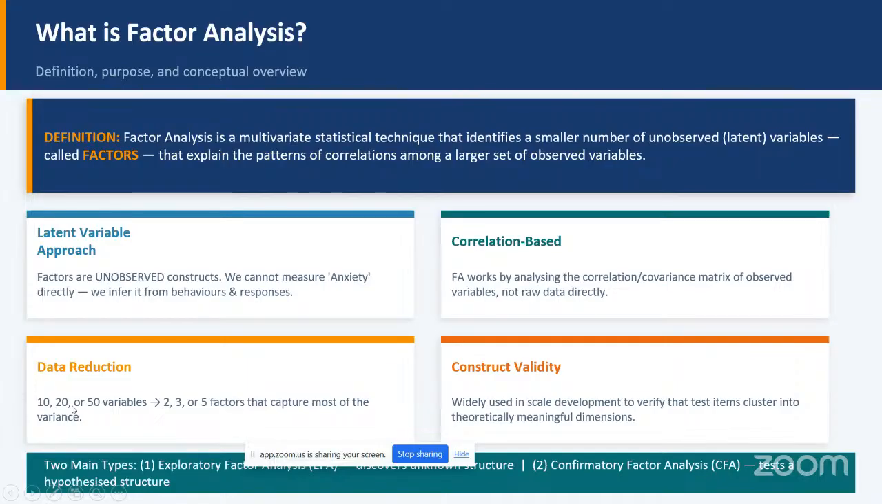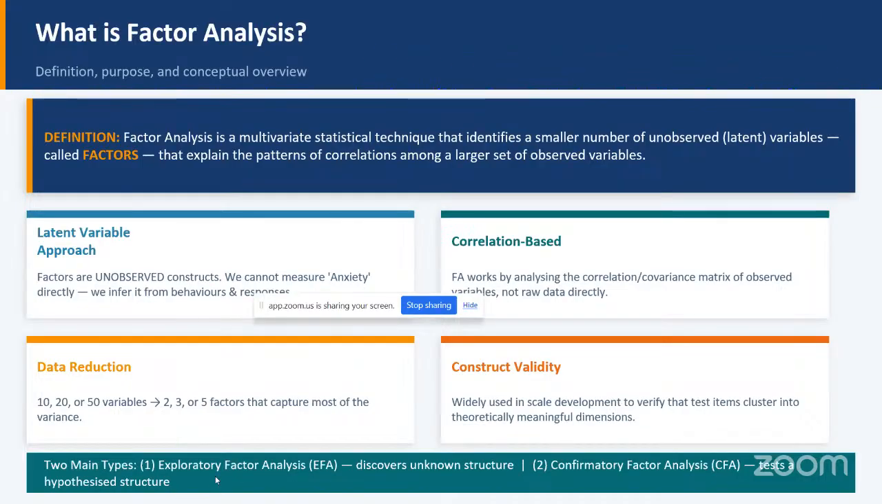Data reduction, that we have 50 variables, we cannot deal with exact 50 of the coefficients, right? So we will be dealing with two or three or five factors that capture most of the variances. Construct validity, that is widely used in scale development, that is for scale development we will be dealing with EFA, that is exploratory factor analysis. I will be discussing this in further slides. Widely used in scale development to verify the test items clustered into theoretically meaningful dimensions. So there are two main types of factor analysis, that is EFA and CFA.